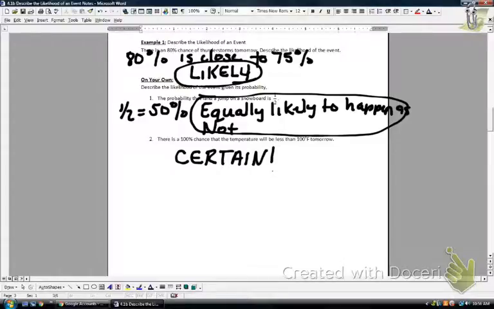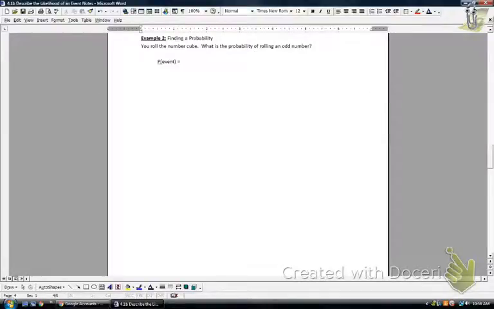So that's how you describe the likelihood of an event. All right, let's look at example 2. Example 2 says that you roll a number cube. What is the probability of rolling an odd number?